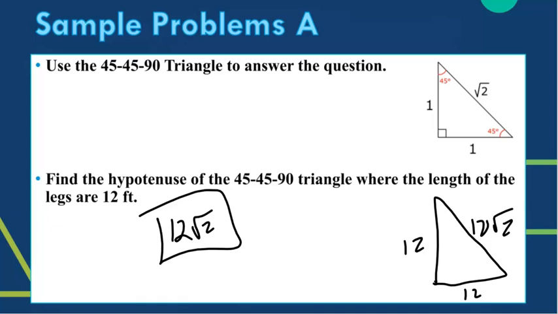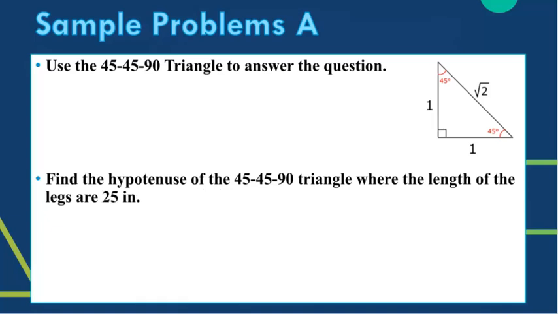Now, could you figure it out a little bit differently if you did 12 squared plus 12 squared, which would have been 144 plus 144 and got 288, and then found the square root of 288? That would give you the same thing as 12 square root of 2. But that's what's great about the special right triangles. You can use the formula to help you do the math quicker.